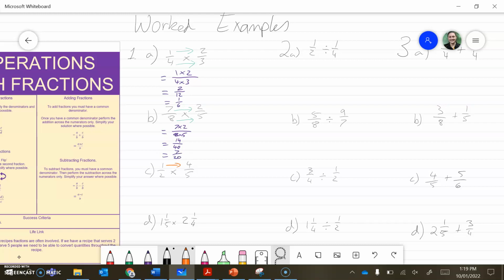For C, again, we multiply across our numerators and across our denominators. So we're going to have 1 times 4 over 2 times 5. So you've got 4/10, which simplifies to 2/5.